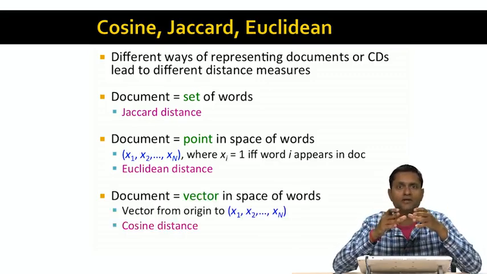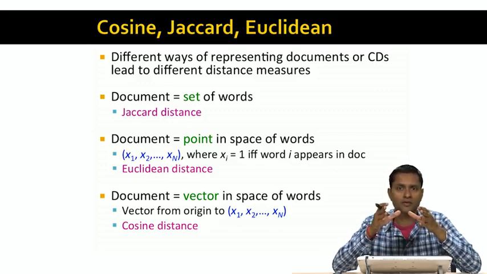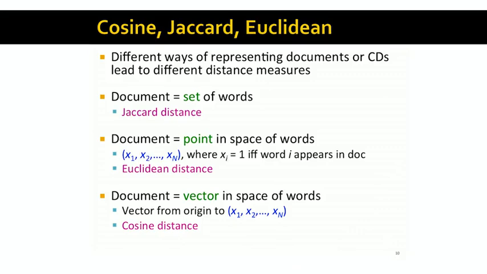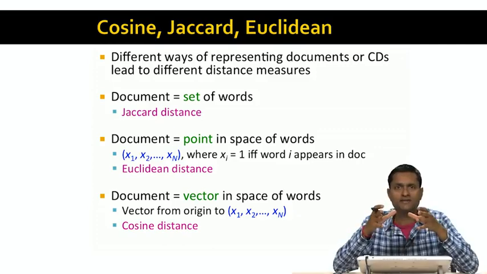Alternatively, we can think of a document as a vector in the space of words. A document is a vector from the origin to the point x1 through xn, where xi is 1 if word i appears in the document and 0 otherwise. And when you think about documents as vectors, the natural distance measure is the angle between the vectors, or the cosine distance. Notice that each different way of representing the same object leads naturally to a different distance measure. And depending on the application, a certain representation and distance measure might make more sense than another.